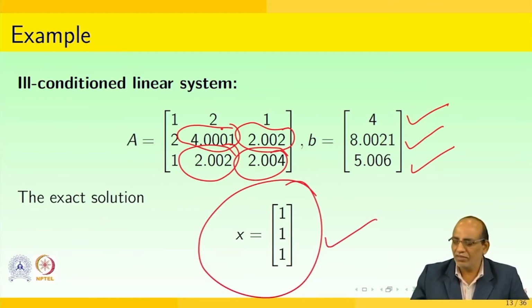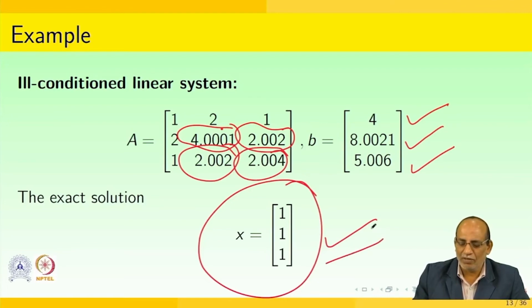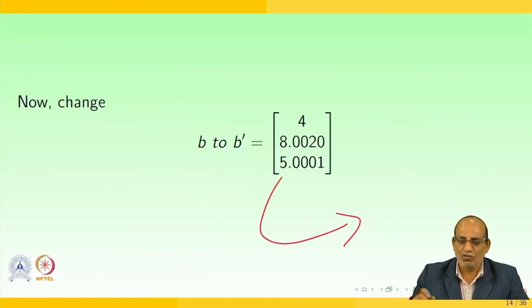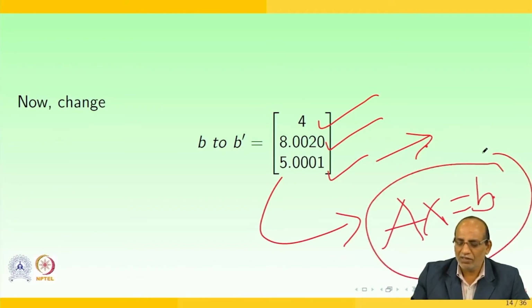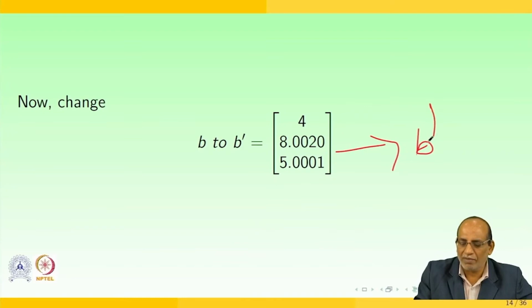Let us handle this system in a more systematic way. Let us change the right-hand side to a new vector. The previous one, whatever you have, change it to a new one. So the new one will have the elements 8.0020, 5.001. So I change this, which means your system Ax is equal to B, and I call the new right-hand side B prime because the contents are changed.